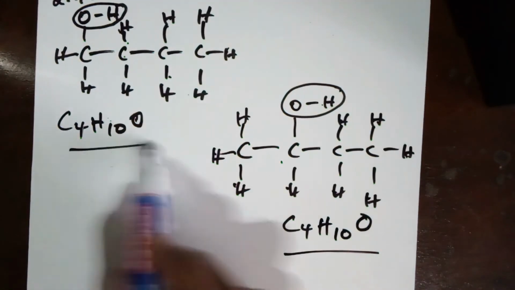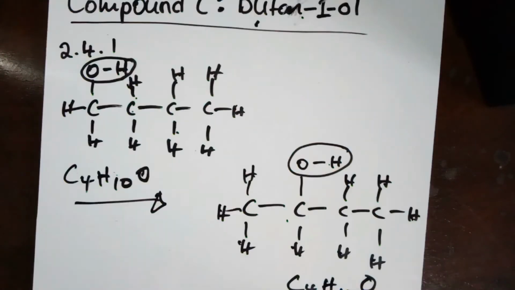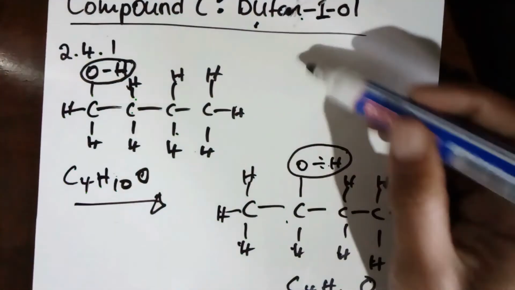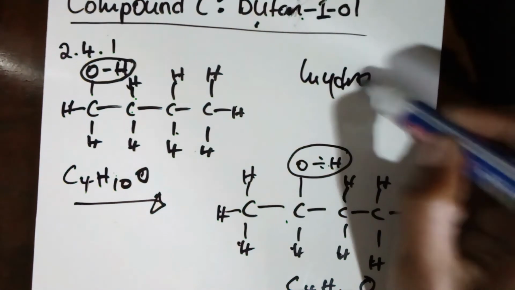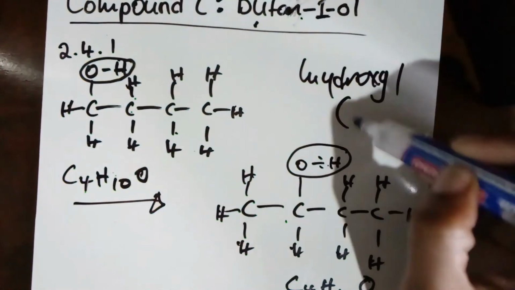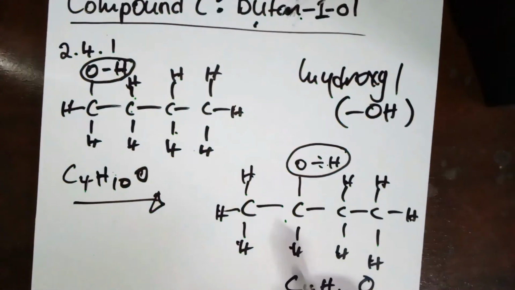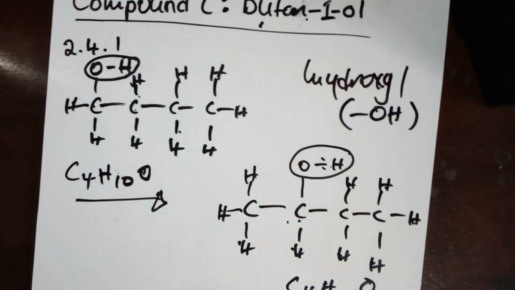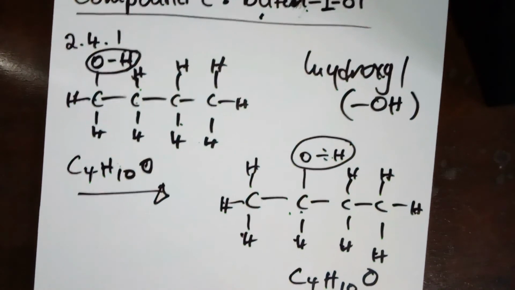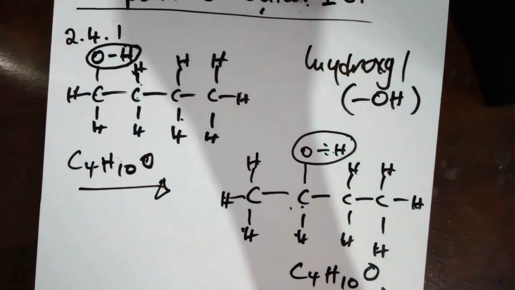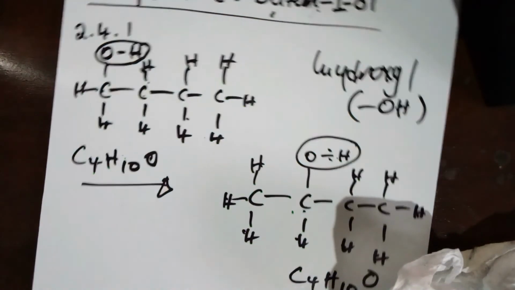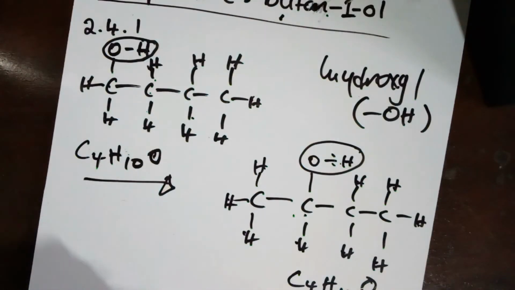So their molecular formula is the same, but structurally the positions of the functional group, in this case the hydroxyl functional group or the OH, are on different carbons. This one was on the first carbon, this one is on the second carbon. So yeah, I think we have answered question 2.4.1.